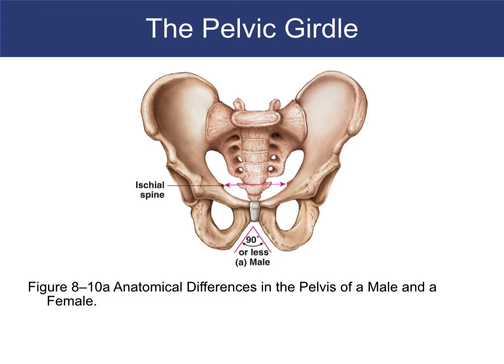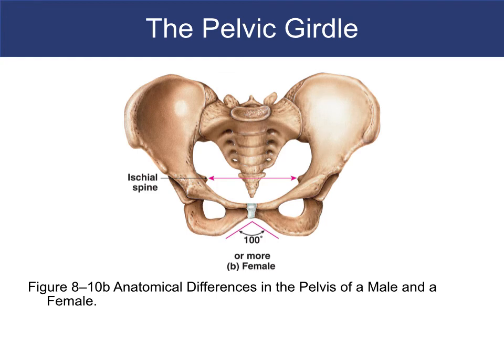This is just a picture of the male. Once again, the ischial spines are really close together across the middle, and this angle is very sharp, whereas in women, there's a lot more room between the two ischial spines, and it is much more flared out here, once again to make more room.